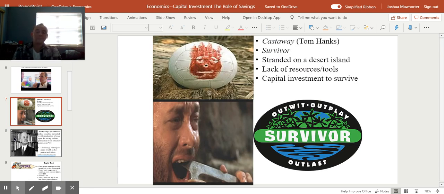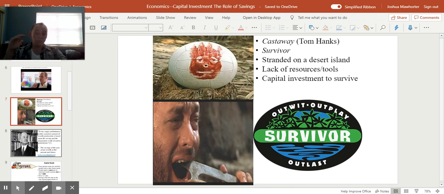Here's another example of this from kind of popular culture. Castaway is a film with Tom Hanks where he crash lands as a FedEx employee on a plane. He crash lands on a desert island and he has to survive. And then he eventually tries to get off the island. This is a kind of famous movie. It's pretty long, but it's good. And it has a lot of economic teaching moments.